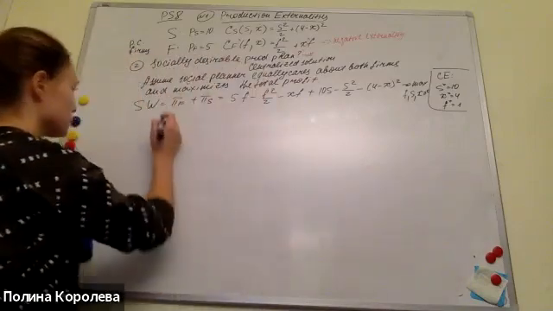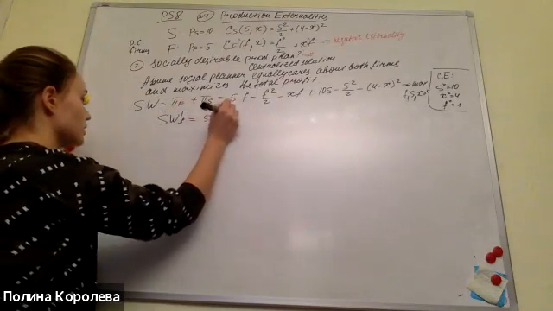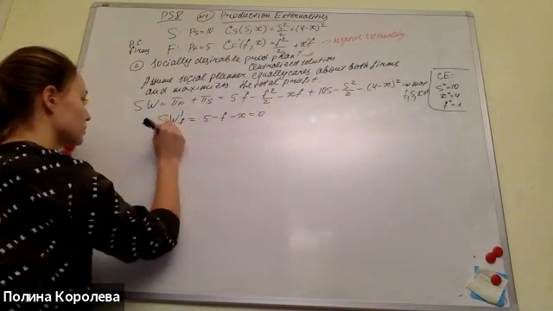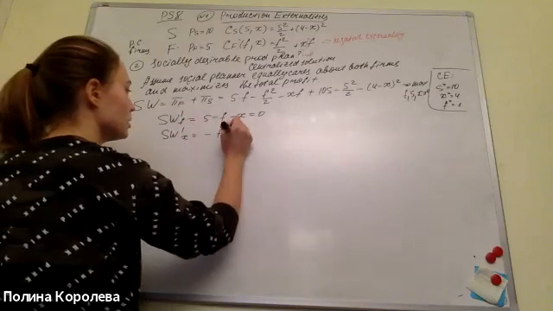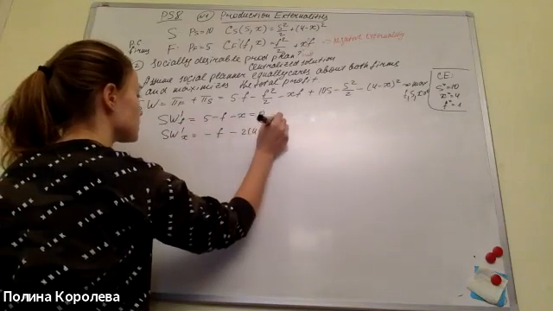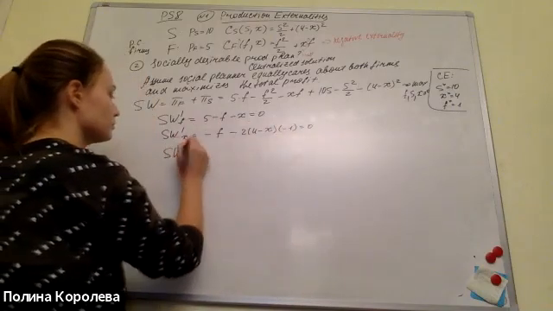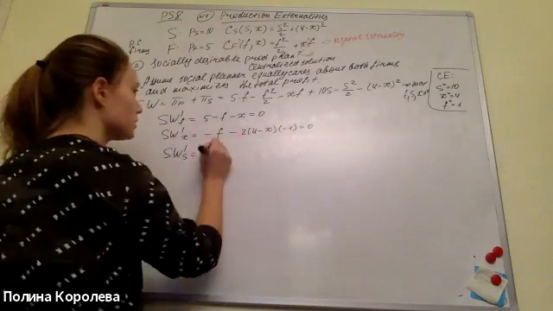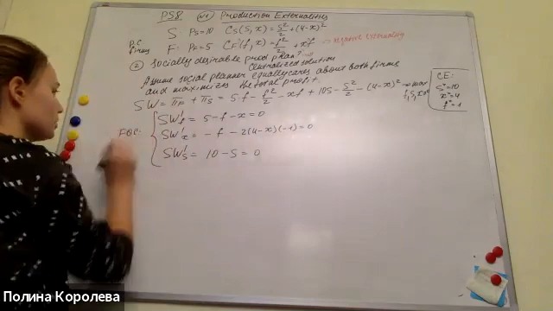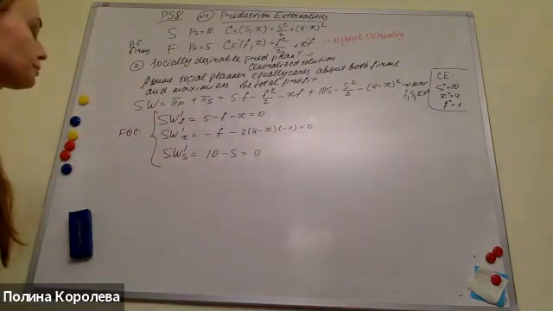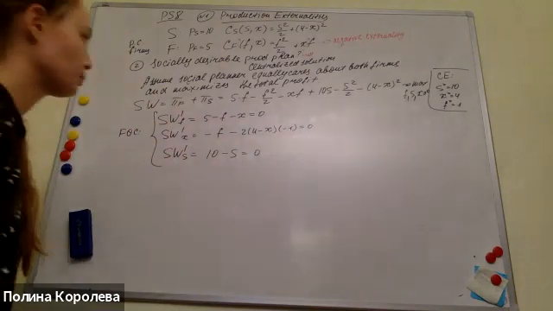Take 3 partial derivatives. By F: 5 minus F minus x equals 0. By x: minus F minus 2(4 minus x) multiplied by minus 1 equals 0. By S: 10 minus S equals 0. These are the first order conditions. The 3 partial derivatives at the same time should be equal to 0 in the optimum.